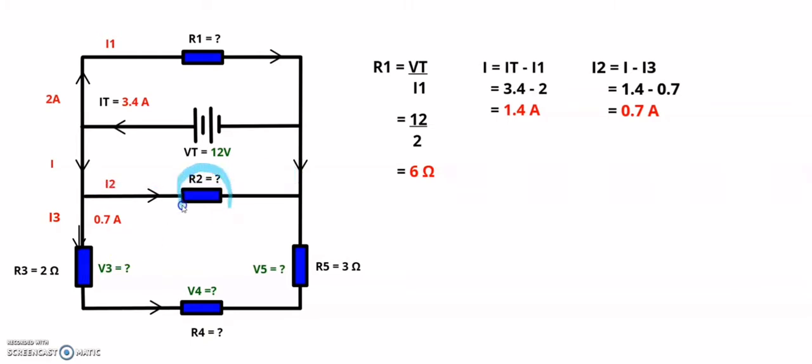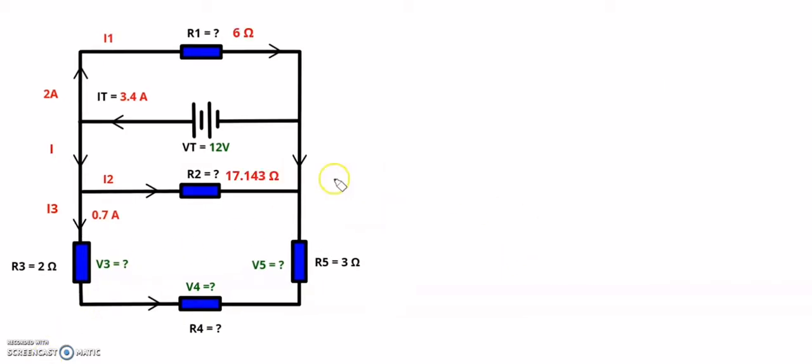So now that we have the voltage drop over that resistor and we have the current flowing in the branch, we can now calculate the resistance of R2. R2 will be equal to V total divided by I2, which is 12 divided by 0.7, which will give me a resistance for that resistor of 17.143 ohms. So now I know the resistance of that resistor as well as for that one.